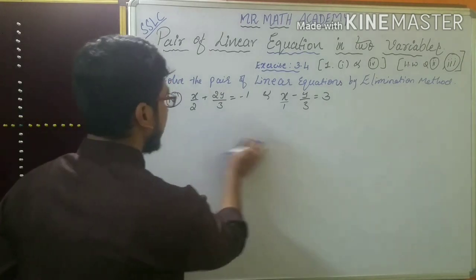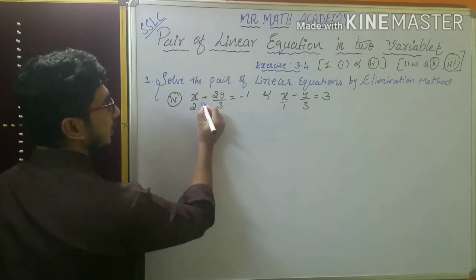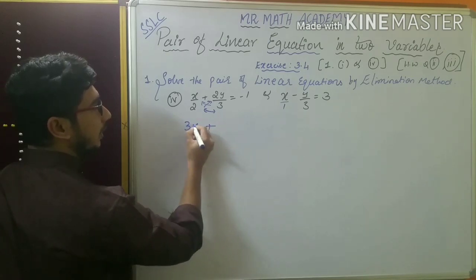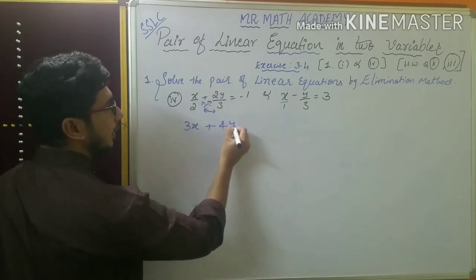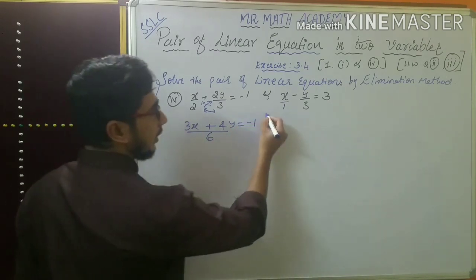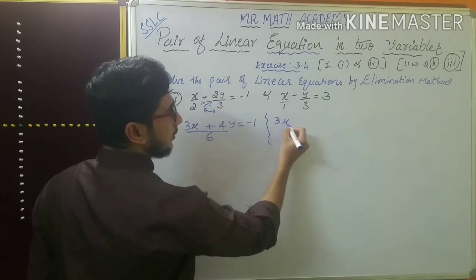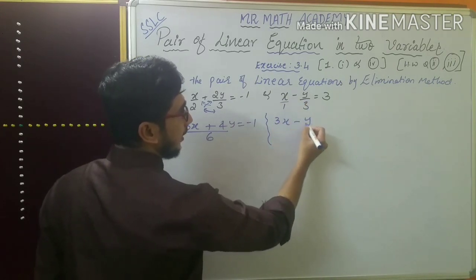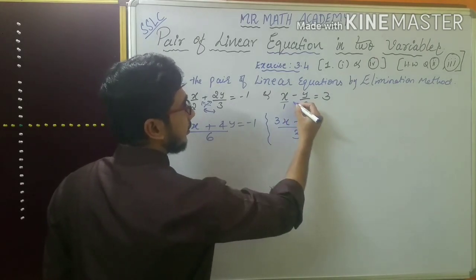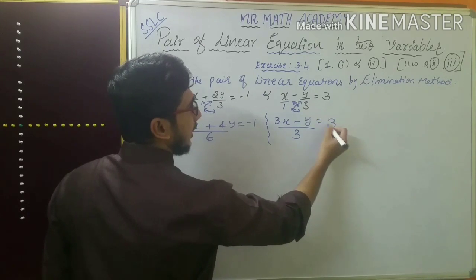So what we will do, just see here, plus is there, so you can take the LCM. Just multiply here. You will get 3 into x, 3x, plus 2 twos are 4y, 3 twos are 6, is equal to minus 1. In the same way, I'll consider this: 3 into x, 3x, 1 into y, y or 1y simply. 3 ones are 3. Like this, you have to cross multiply. This is equal to 3 as it is.